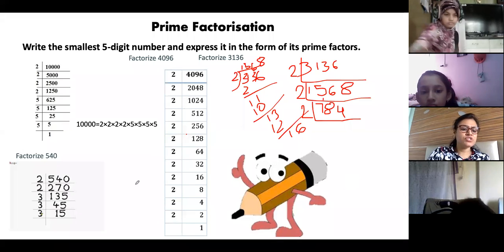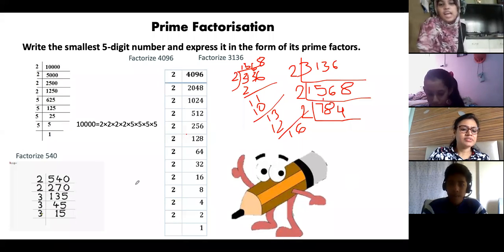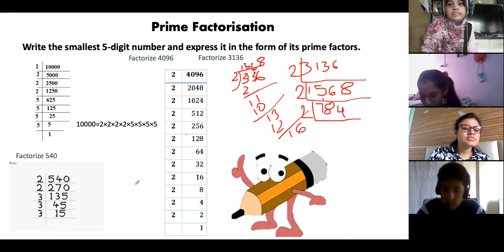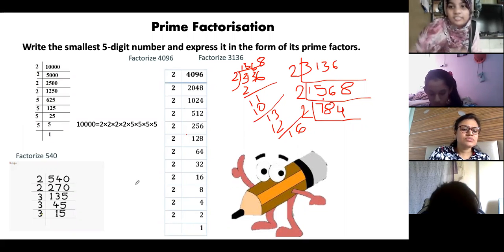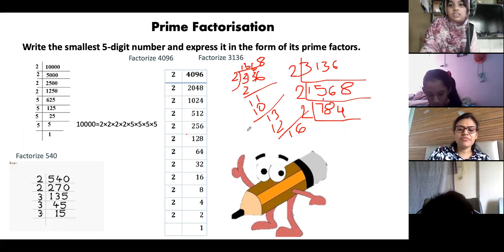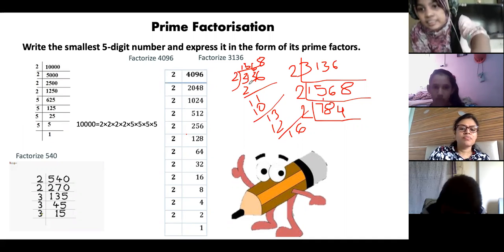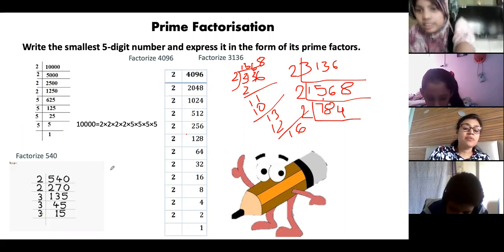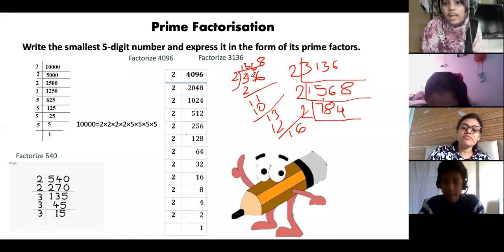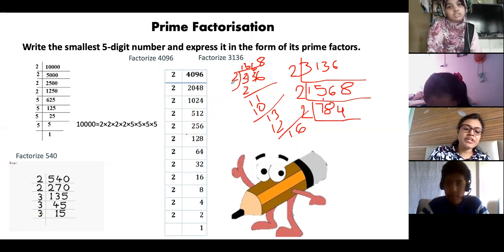Yes, Safia, what was your question? Ma'am, can we take two numbers together, like 31? Like you take 3136, can we take this 3 and 1 together? Together you cannot take when you're dividing by 2. You have to divide by 3 only.